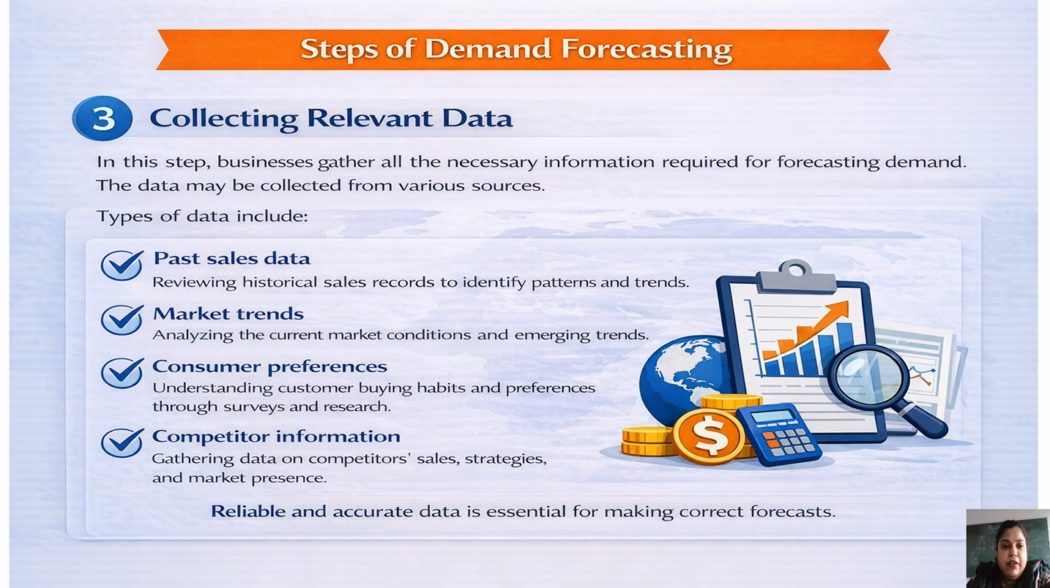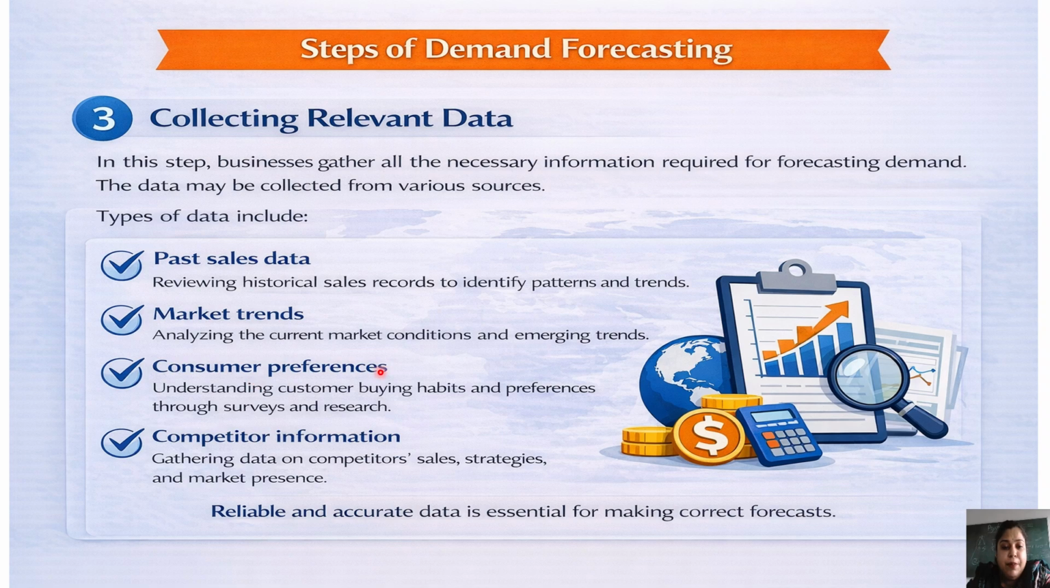Next is collecting relevant data. It is very important that business gather all necessary information required for forecasting demand. Data may be collected from various sources. The types of data include past sale data. Past sale data helps in the present for the production planning and inventory planning decision. And along with that, there's market trend, analyzing the current market condition and emerging trend. So we see the past data of markets, and we can analyze the current market condition.